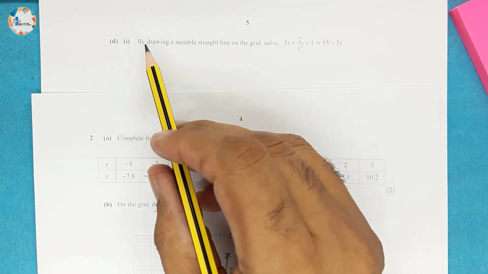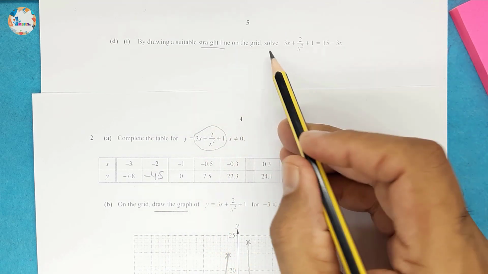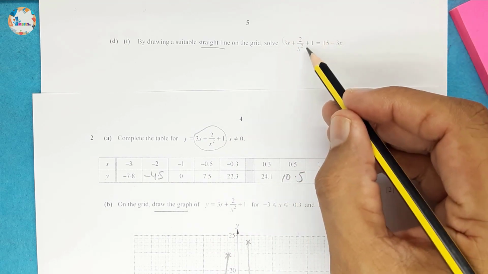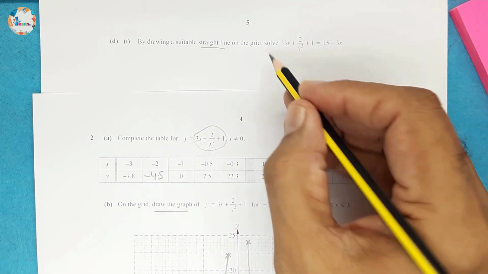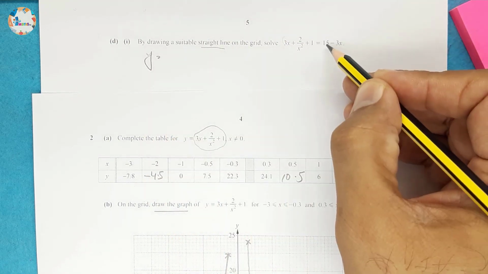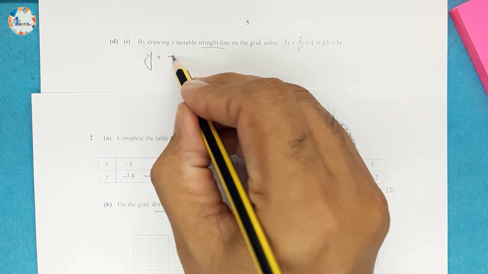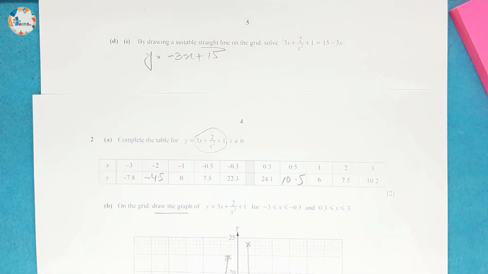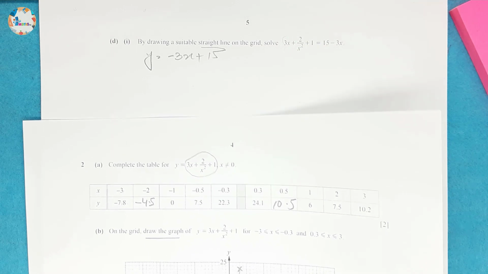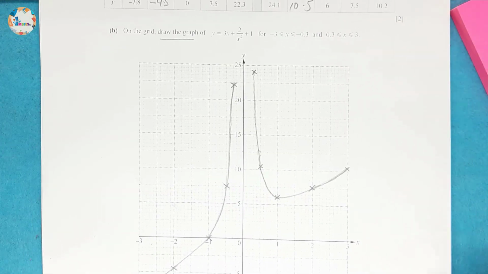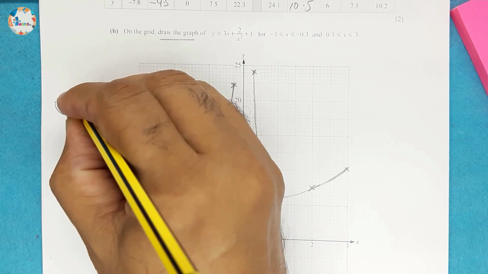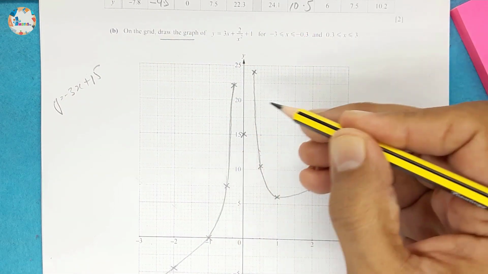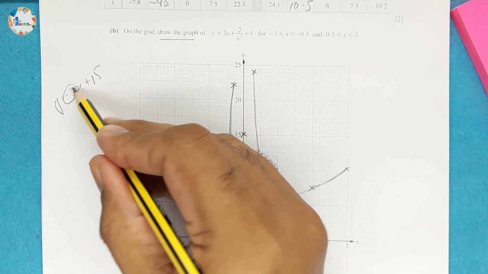Now D part, by drawing a suitable straight line on the grid, solve this. So if we compare this with this one, so this is basically y. So we can write y is equal to 15 minus 3x, or minus 3x plus 15. We need to draw this line, y is equal to minus 3x plus 15. So I will write the line over here. It's passing through 15, means this point, and gradient is minus 3.